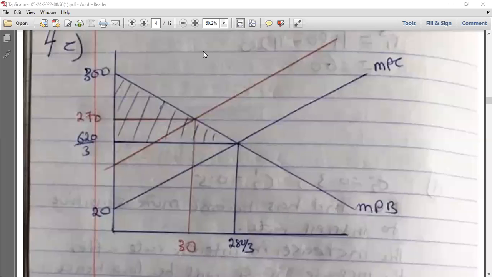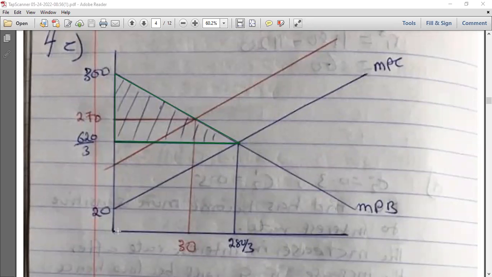So if you want to find the CS, remember CS is the portion above the equilibrium price but below the demand curve. So we are talking about the area of this triangle here. First, we need to find this. The area of a triangle is half base times height. So this is the base, from here to here.